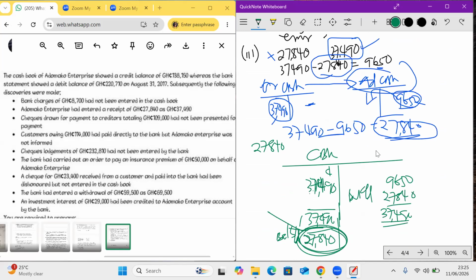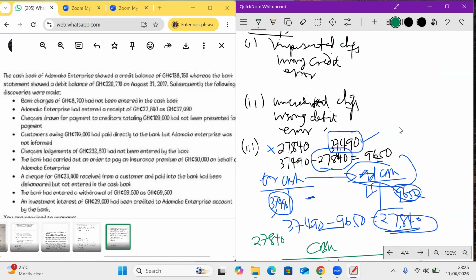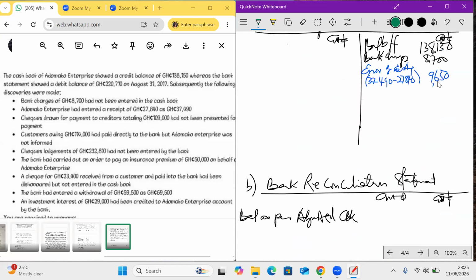What they want is that there was an error. So when you place the error on the credit side of the adjusted cash book, it is just like placing it on the credit side of the original cash book. And this is how the whole work is envisaged to become. Eventually, when I place the 9,650 on the credit side, it will be adjusted against the 37,490 in order for us to have the 27,840. Are you good? So it has been corrected, so long as I've placed the 9,650. Let us move on to the next one.